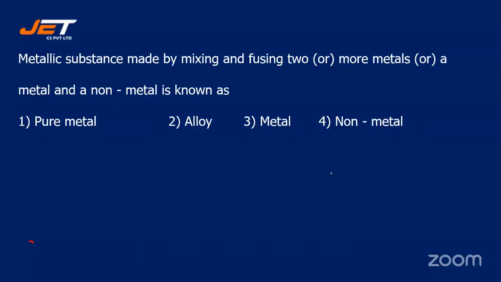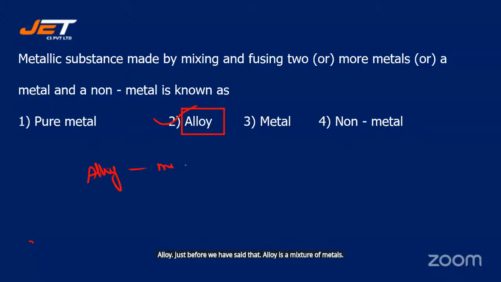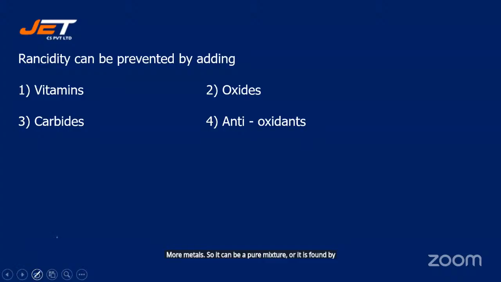Shraddha has mentioned it as option 3. Let us see which is the right option. Alloy. Just before we have said that alloy is a mixture of metals, a mixture of 2 or more metals. So it can be a pure mixture or it is formed by fusing of two or more metals.